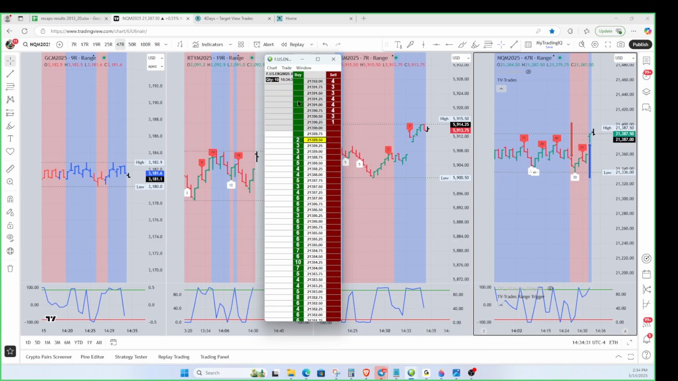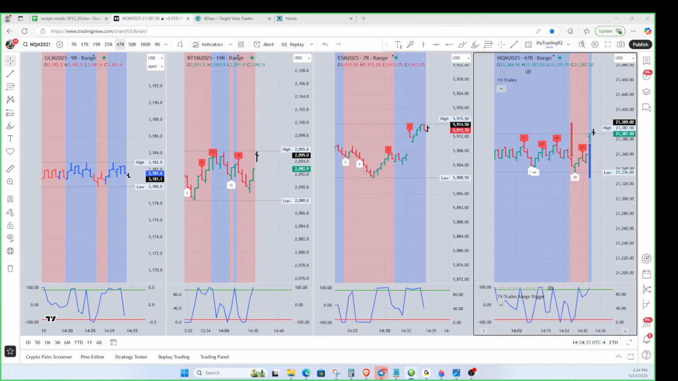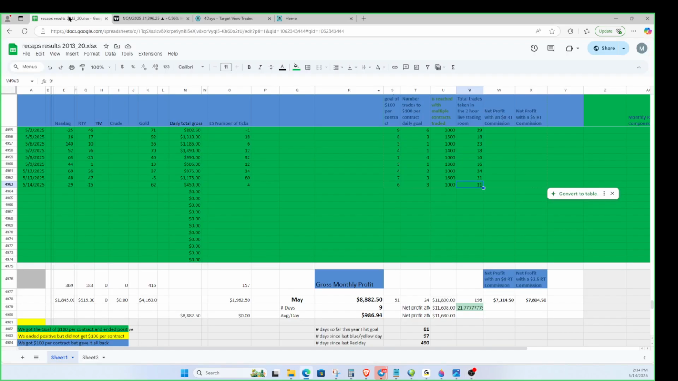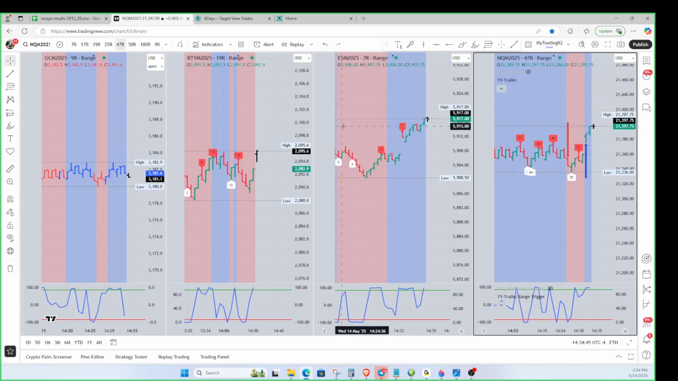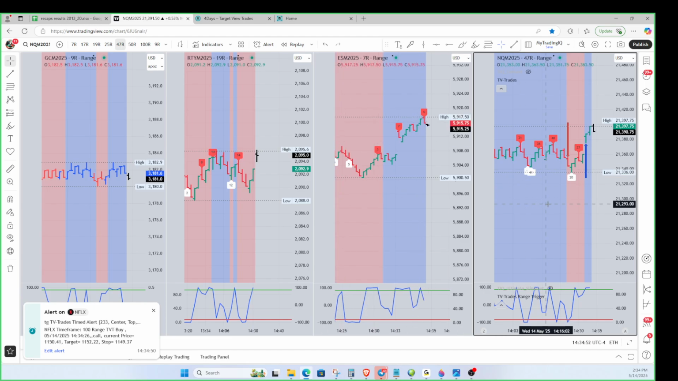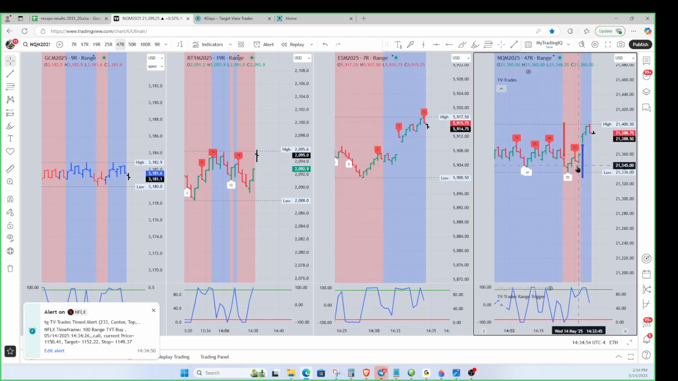So the NQ has been, I haven't had my best day today. Let me say that. This morning I was up with 10 contracts on, I was up $4,500 this morning. That was my third worst day this year, I think. Second worst day, something like that. But anyway, we just stopped out minus 60 on that one right there.